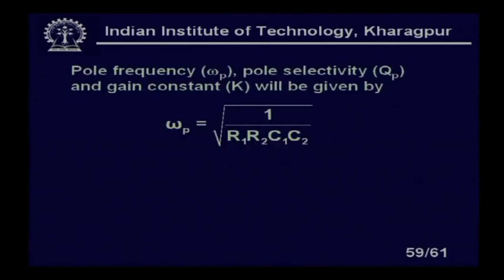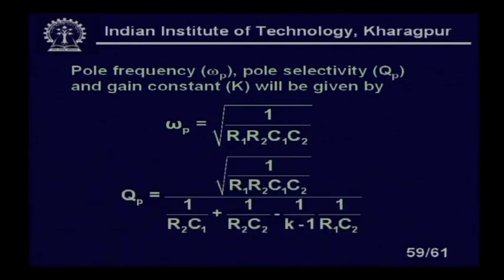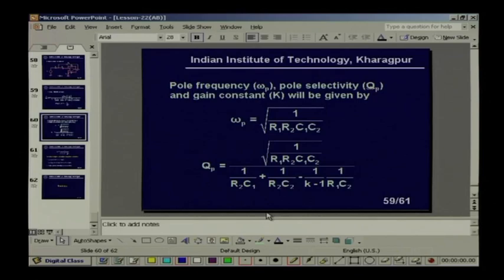Now, pole frequency, pole selectivity and gain constants will be given by omega p equal to square root of 1 upon R1R2C1C2, and Qp equal to square root of 1 upon R1R2C1C2 divided by 1 upon R2C1 plus 1 by R2C2 minus (1 upon k minus 1) upon R2C2, right. You see that we will get some advantage. Look here at these functions: there is a subtractive term in the denominator. Now, why is it so?